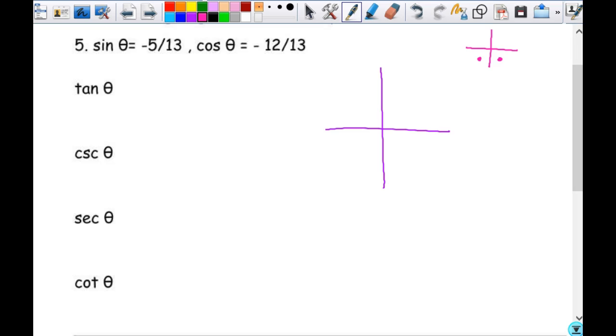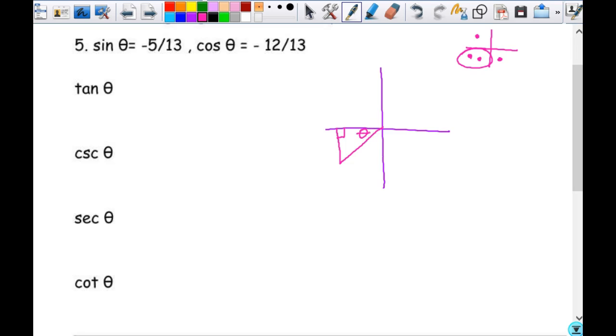Cosine is negative in which ones? 2 and 3, right? So sine and cosine are both negative in quadrant 3. Does that make sense to you? Okay. So that means that I know that my triangle has to be in quadrant 3 because my angle has a sine value and a cosine value that are both negative. You with me on that? All right. So here is my triangle. It goes like this.